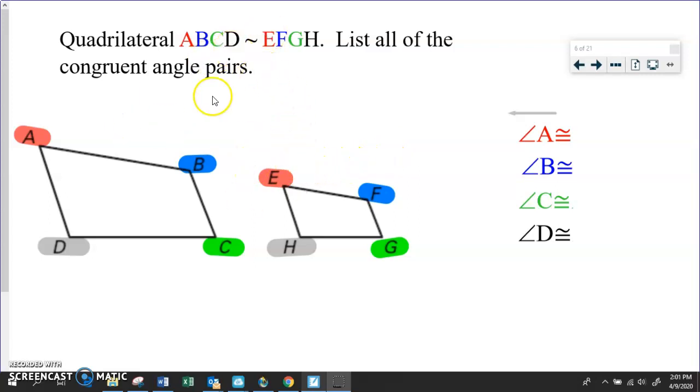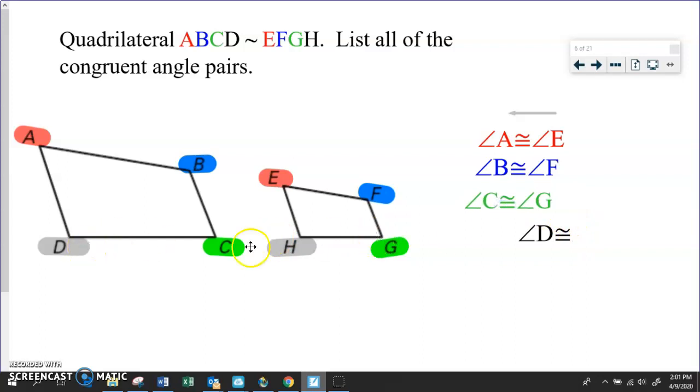So because these two quadrilaterals are similar, that's what it's saying up here, the corresponding angle pairs: angle A corresponds to angle E. Angle B corresponds to angle F. C corresponds to G. And D corresponds to H. Now they're not always in alphabetical order, but they are here.